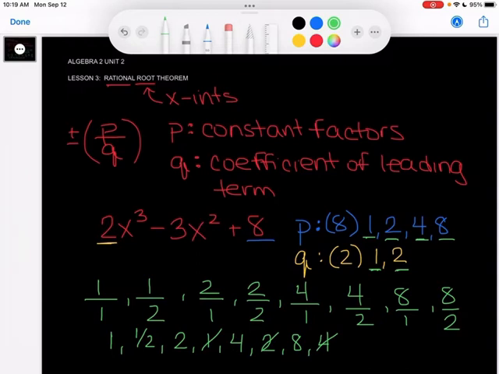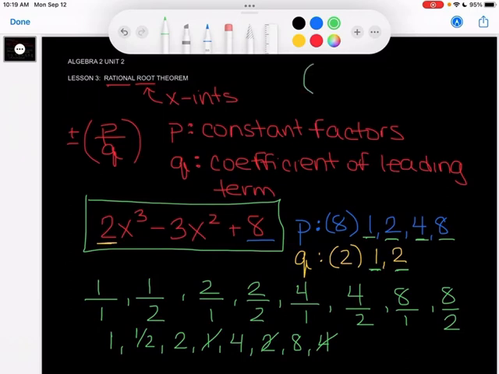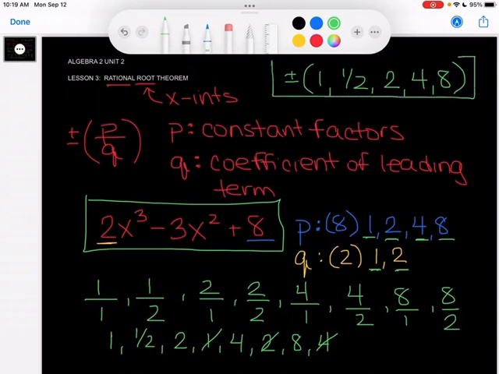So all the possible rational roots for this function, if I were to graph this, the only places that it could possibly cross the x-axis, at least at rational numbers, would be positive or negative 1, positive or negative 1/2, 2 or negative 2, 4 or negative 4, or 8 or negative 8. So these are all the possible places that the function could cross the x-axis at rational values.